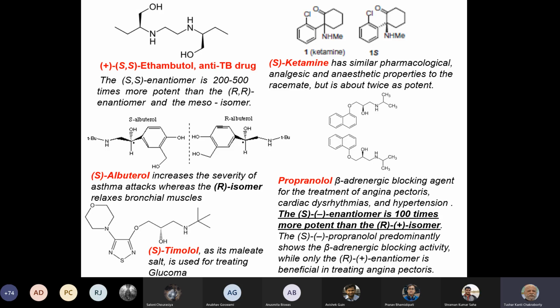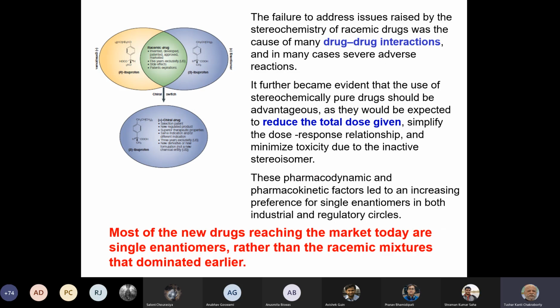We carried out these reactions at industrial scale. And then propranolol, a beta adrenergic blocking agent, where the S enantiomer is 100 times more potent than the R enantiomer. So you can see that sometimes only one enantiomer is more active than the other, and that brings us to the concept of the importance of chirality.